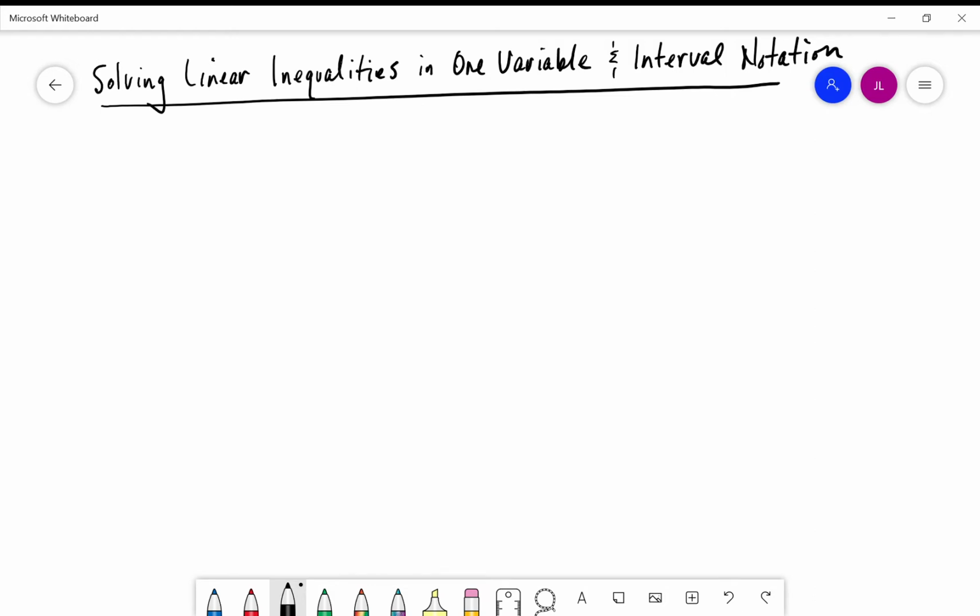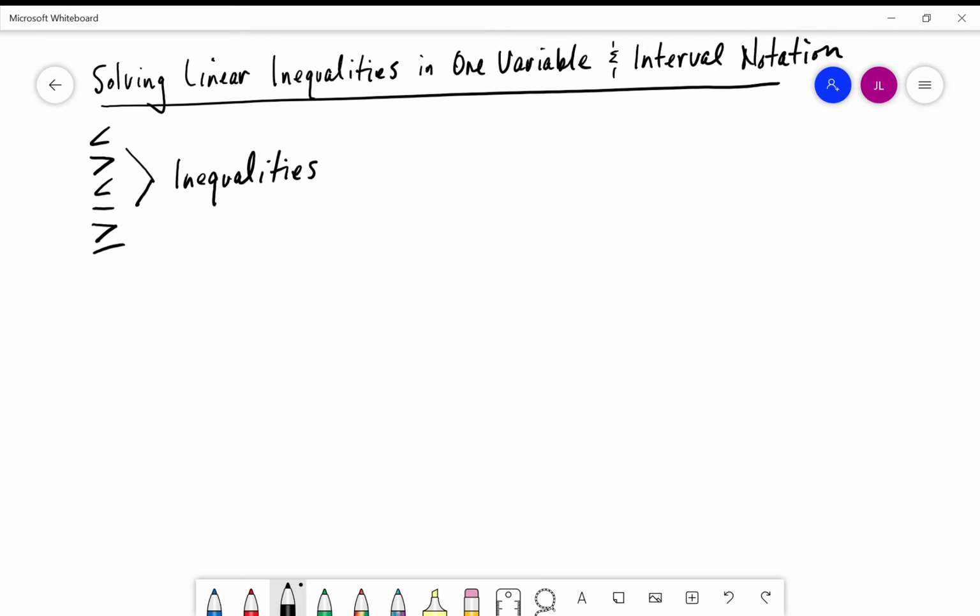Okay, we're going to be looking at linear inequalities in one variable and interval notation here. And we're talking about a linear inequality in one variable. When we talk about inequality, really we're talking about less than, greater than, less than or equal to, greater than or equal to. These are all our inequalities.